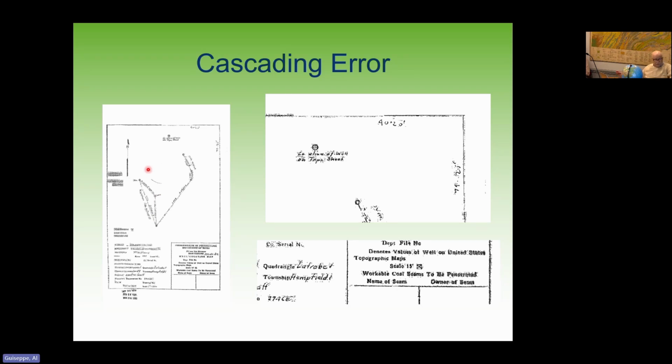The modern ones, this is the vertical well, and the actual location is right there, surveying where the well is. But how you did it here: that's the Latrobe quad. So you pull out the Latrobe quad. Oh, it's the Latrobe 15-minute quad.